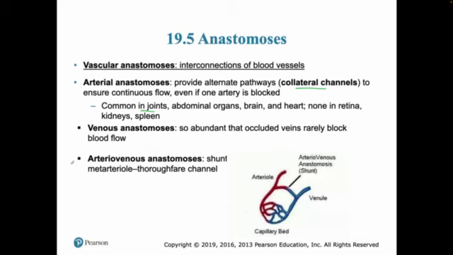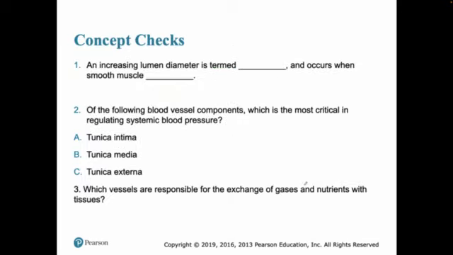And the most important one is arteriovenous anastomoses. This is a shunt between the arterioles and the venules. This is the most important one because they form a shunt, a bypass way, between the arterioles and venules. So this is the most important interconnection.